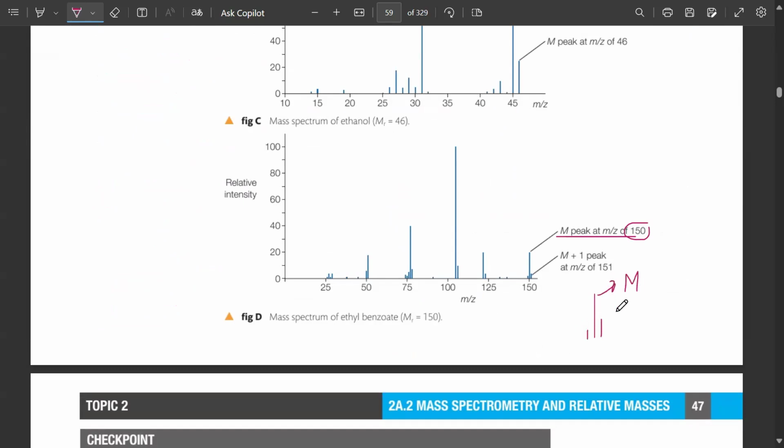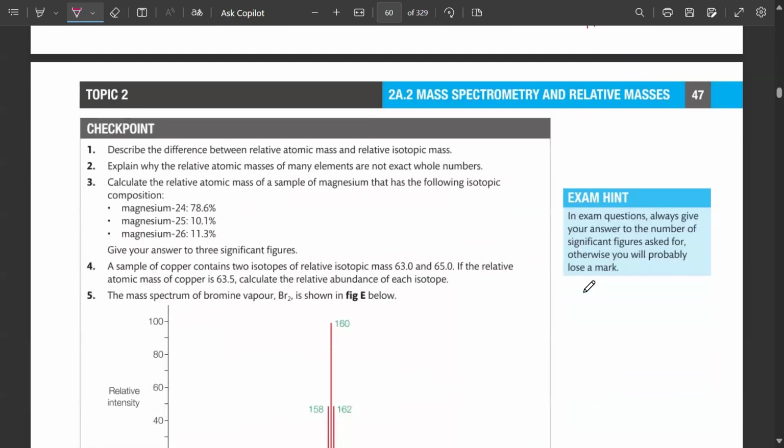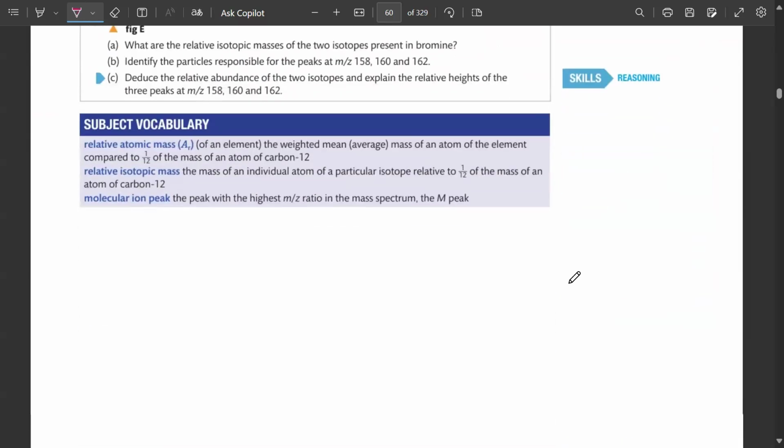The main peak is always known as M. The second largest peak is known as M plus 1, and the smallest one is known as M plus 2. Got it? Yeah. You can do these questions as well.